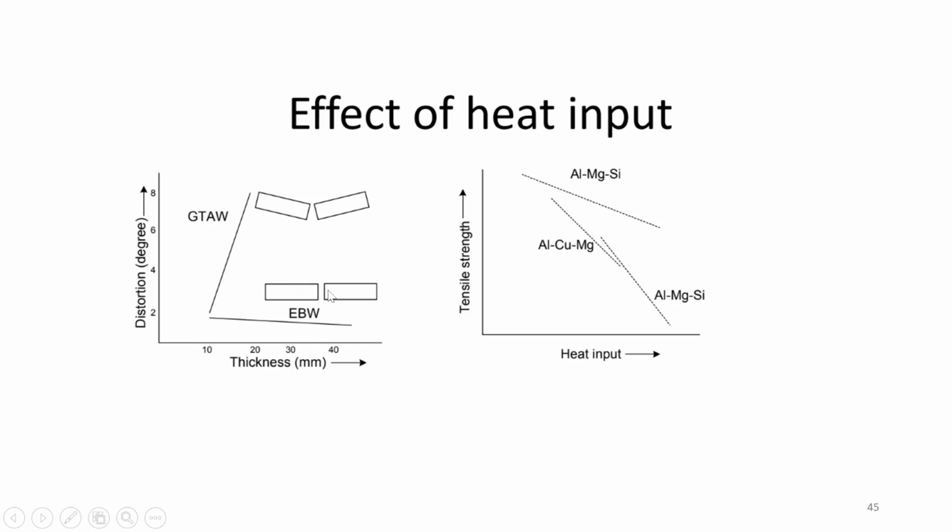So here you can see the distortion is very low in electron beam welding, and as heat input keeps on increasing, the tensile strength of the weld keeps on decreasing. In various aluminum alloys it is shown here how fast the tensile strength decreases. In case of aluminum, magnesium, silicon, the tensile strength reduces relatively slower compared to aluminum, copper, magnesium.